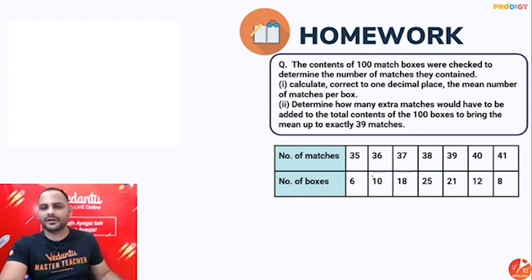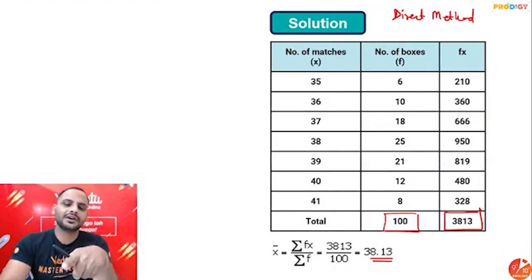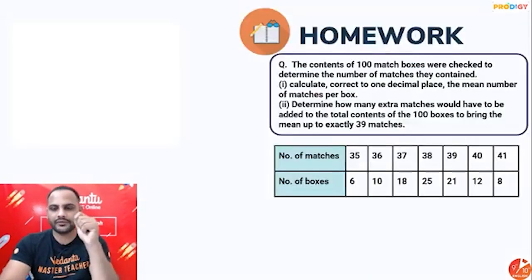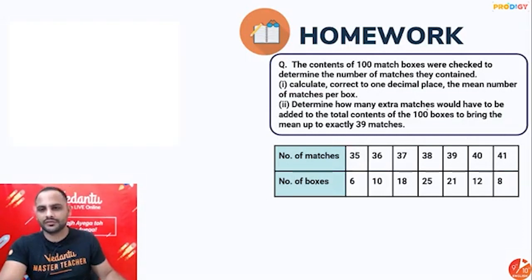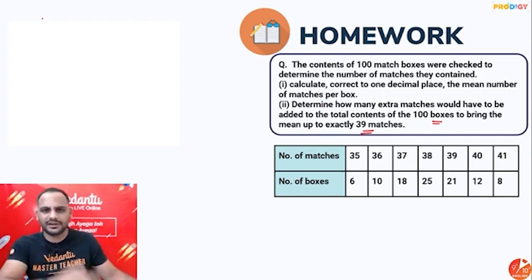Now the next question was, determine how many extra matches would have to be added to the total content of 100 boxes, so that the mean will become exactly 39 matches. Right now the mean is 38.13. There are 100 boxes in total, and you want the mean to be 39. So the number of matches in each box has to be 39 on average.